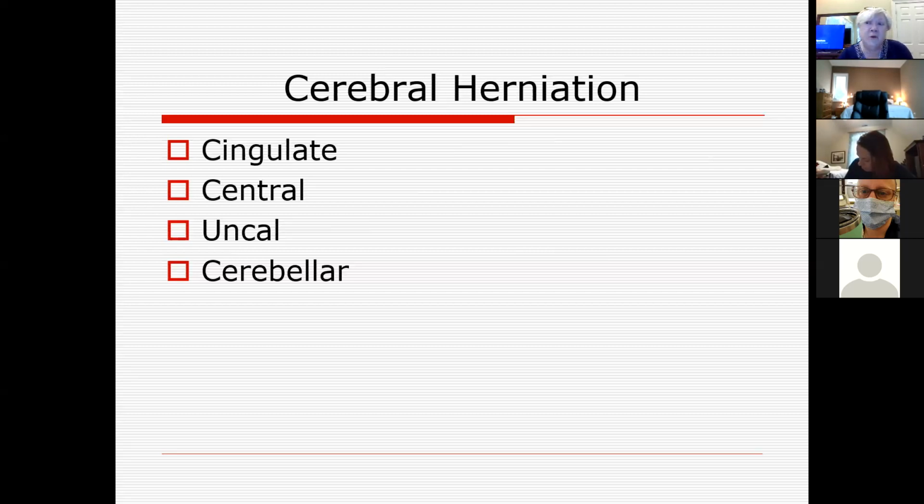The one you may know is an uncal herniation. And you're like, I don't know an uncal herniation. Yes, you do. Uncal herniation is the one that comes out through the opening of your orbit. And when it squishes out through the opening of your orbit, it compresses on your optic nerve, and it is the one that makes one pupil dilate and one pupil stay small. The unequal pupils, a fixed and dilated pupil and one that's not. That's an uncal herniation.